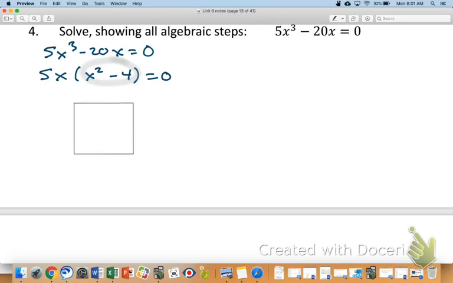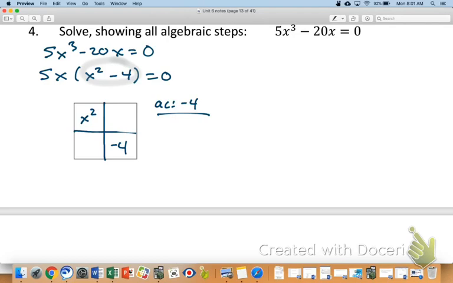Like this. Go for a box, and x squared would go there, minus 4 would go there. What's my AC? Which numbers multiply to be negative 4 and add to be 0? Negative 2 and 2. So it'd go negative 2x and 2x. And then I'd factor just like I always do.